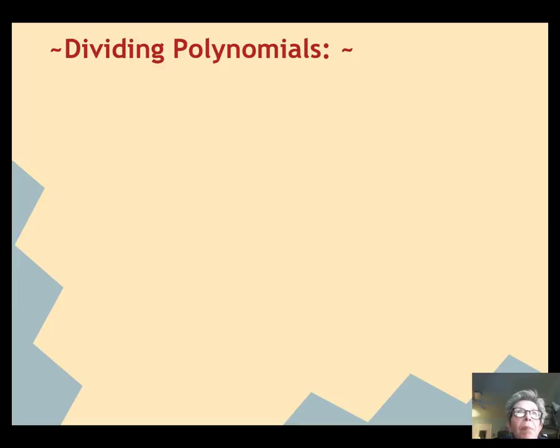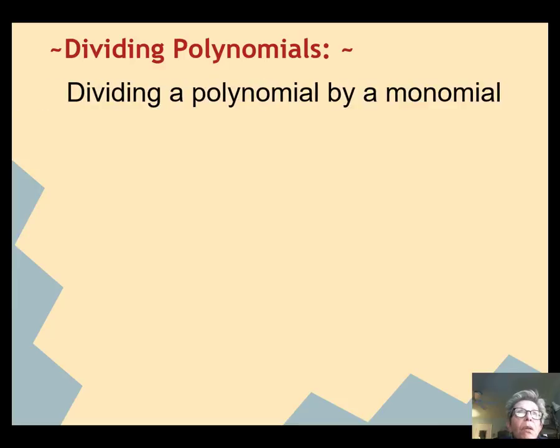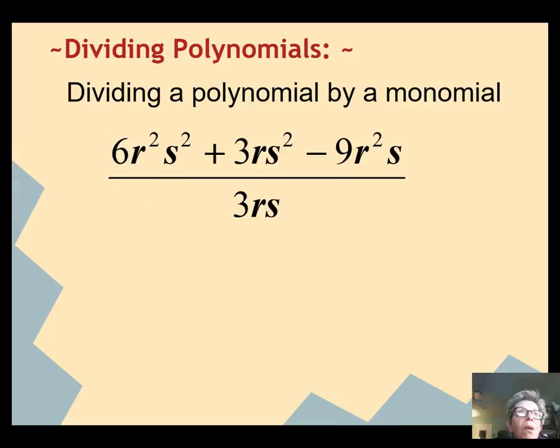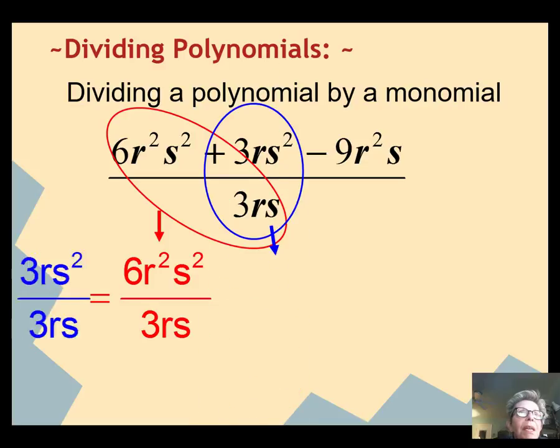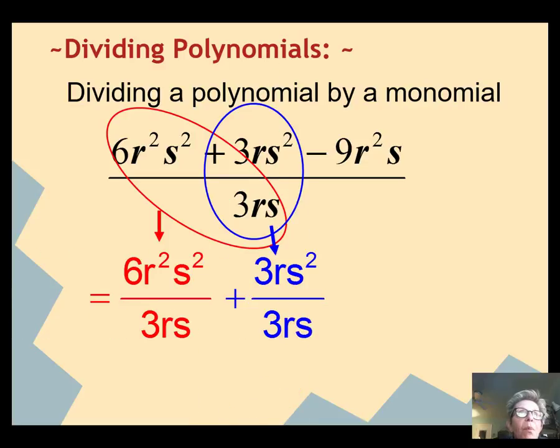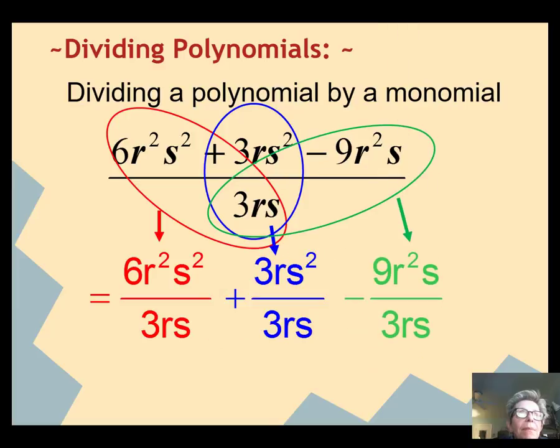Next, we're going to divide polynomials, and we're going to start you off with an easy one. We'll start off with a polynomial divided by a monomial. We can take each piece individually. So if we take that left-hand side, we'd get 6r squared s squared divided by 3rs, and you can see we can do the same with each of the 3 pieces.